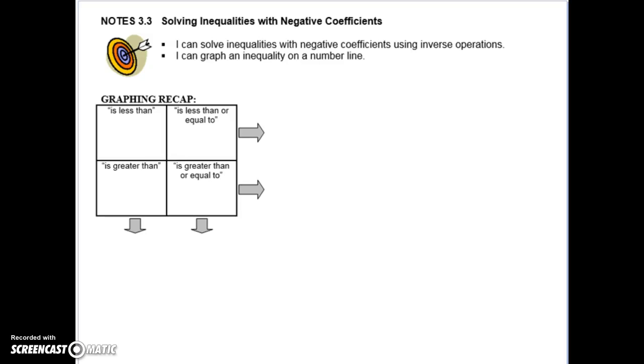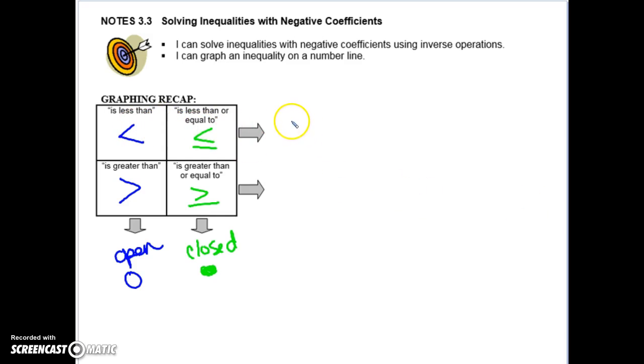Hey everyone, last section of 3.3, and this part should be a complete review for you, so try to fill this in. But basically, we have less than, greater than, and both of those have open circle. And then if we have less than or equal to, greater than or equal to, those are going to have a closed circle. And then think about the way that we shade. We've talked about if it's less than or equal to, we shade left. And then we shade right if it is greater than.